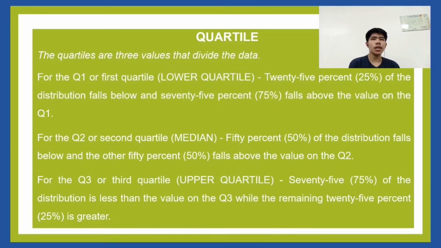For the Q sub 3 or third quartile, also called upper quartile, 75% of the distribution is less than the value of Q sub 3, while the remaining 25% is greater.